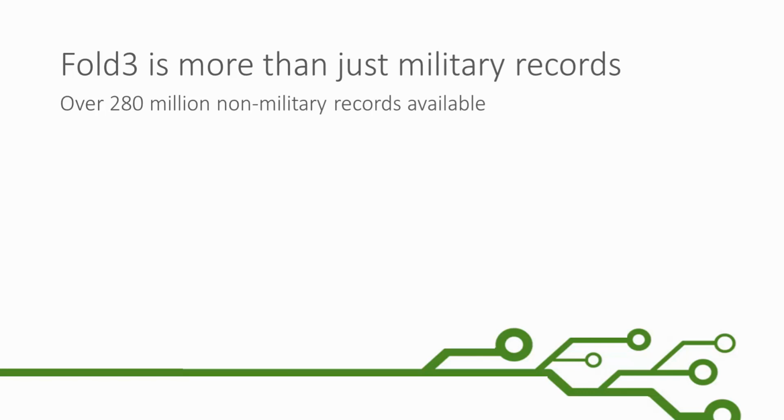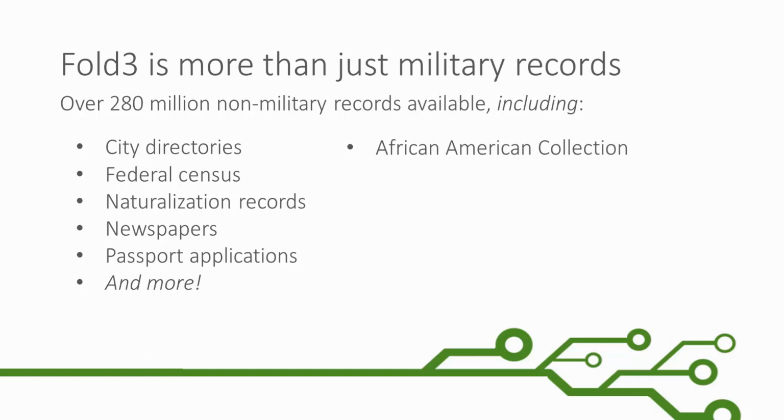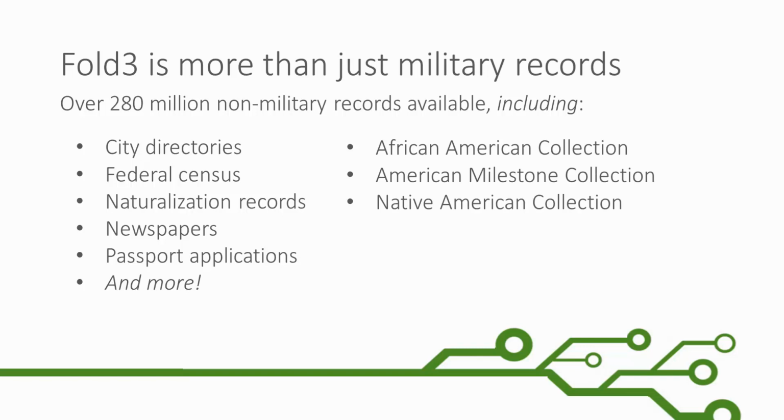The non-military record category in Fold3 includes lots of our standard genealogy resources, such as city directories, the federal census, naturalization records, newspapers, and passport applications. The non-military category also includes collections of records, such as the African American Collection, the American Milestone Collection, and the Native American Collection.